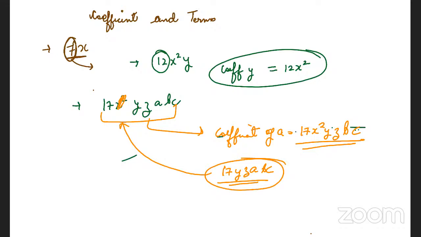Yes. Now we'll learn about terms. So terms. What are the terms? You can understand it like this. You are living in India, no? So you know India and Pakistan.